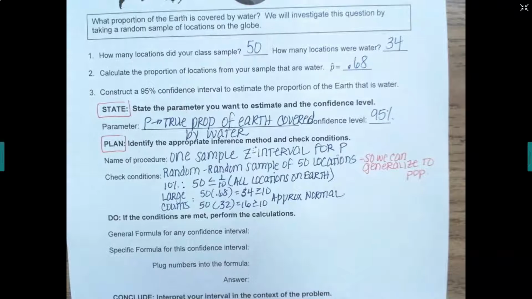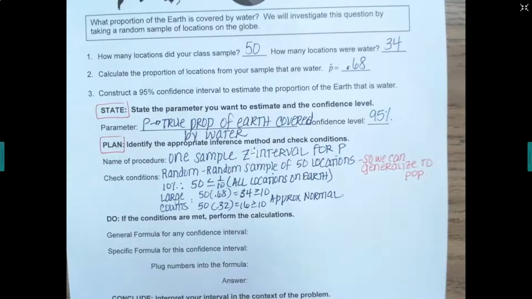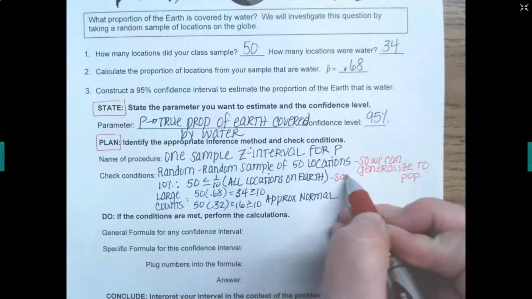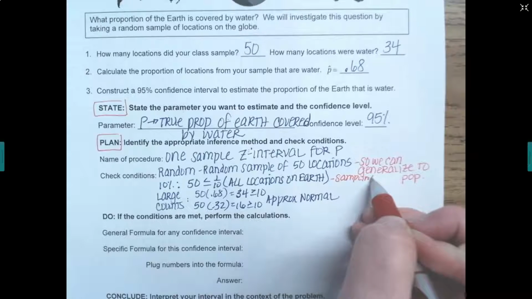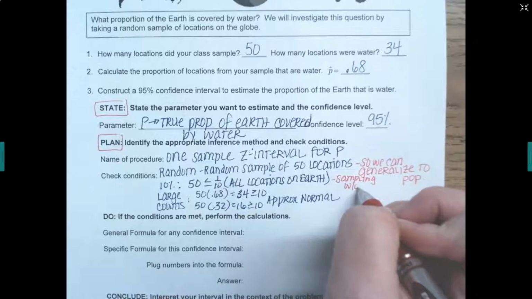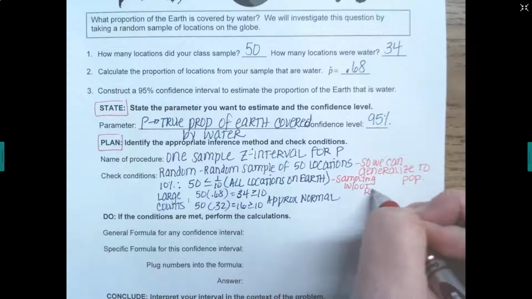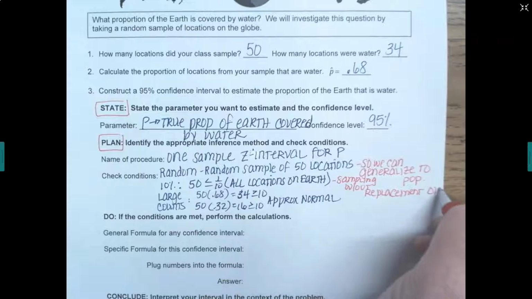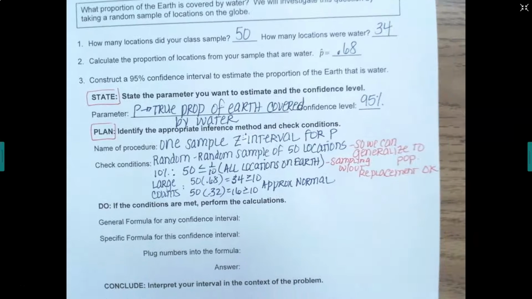Okay, because that's our whole point: we're trying to infer back to the population, so we need to use a random sample so we can do that. The 10% condition shows that sampling without replacement is okay, and that's so we can use the standard deviation formula that we're going to use. Otherwise, we would have to use a different one that we're not addressing in this class.